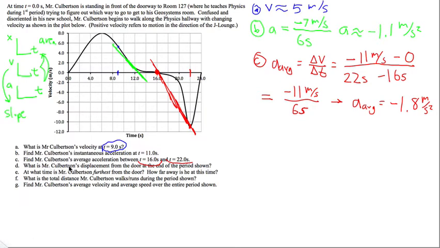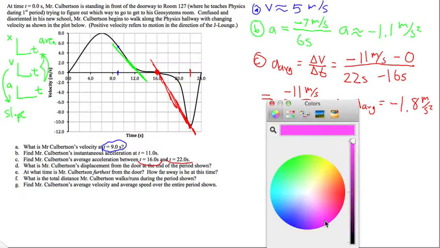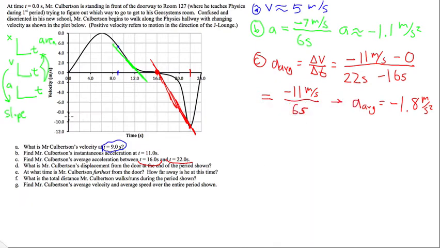For number 4, what is Mr. Culbertson's displacement from the door at the end of the period shown? So now what we need to do is find, I'm going to take like a purpley color there, we need to find the area under these curves, because to go from velocity to displacement, you take the area under the curve.